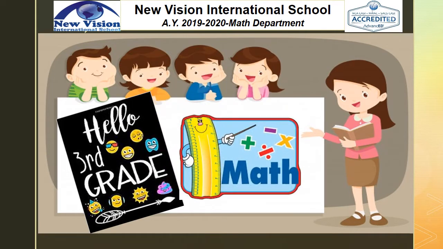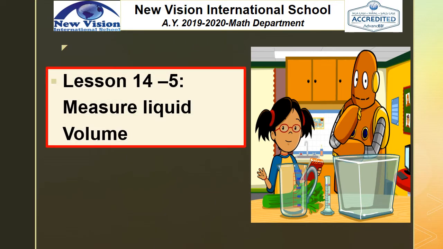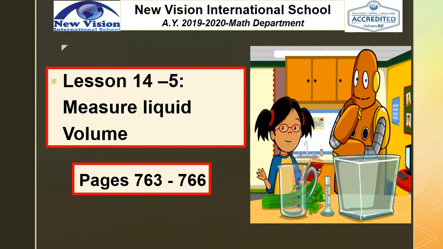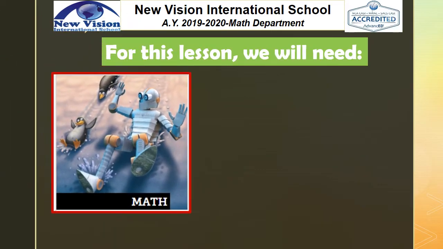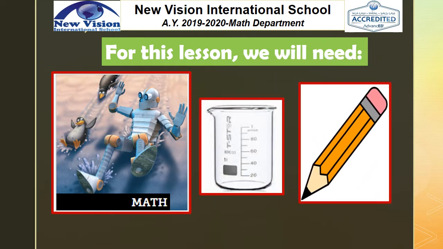Alright, so welcome to the second video for this lesson. We have here topic 14, lesson 5. Still, we have measure liquid volume on pages 763 to 766. So were you able to answer the previous pages of this lesson? I hope so. Now, we will need your math book and your pencil. And if you do have the marked 1 liter beaker, please do get it and try to see also.